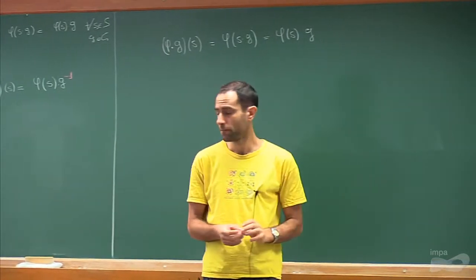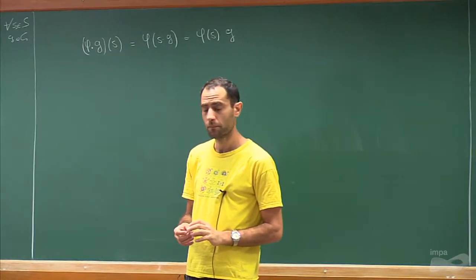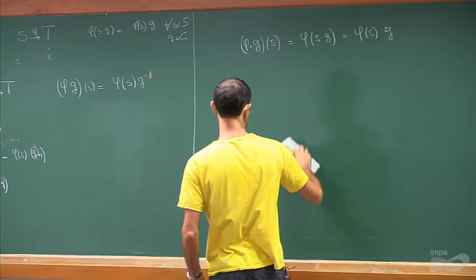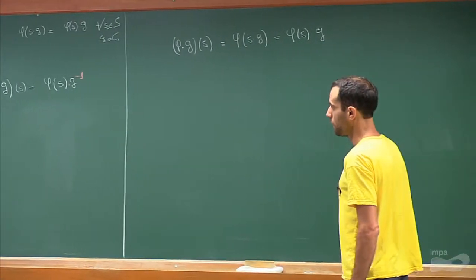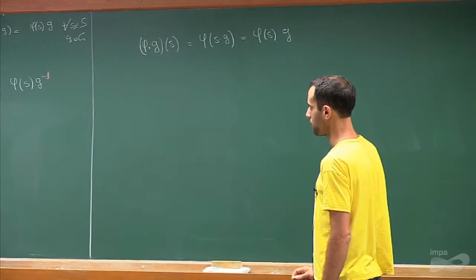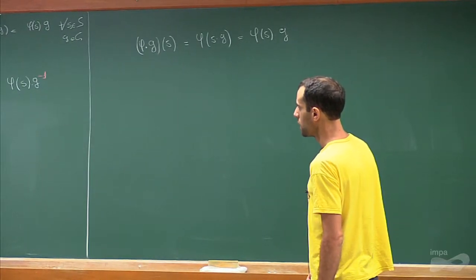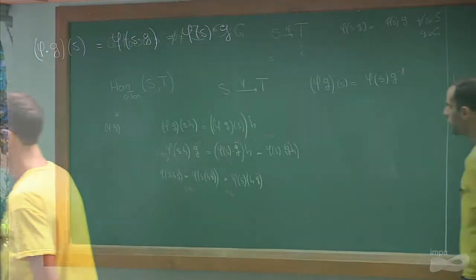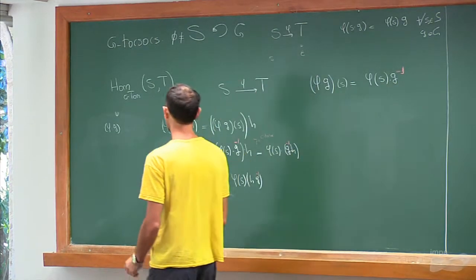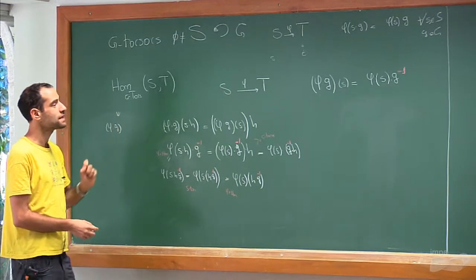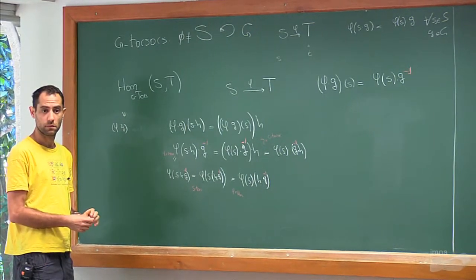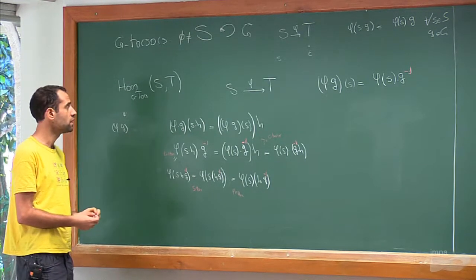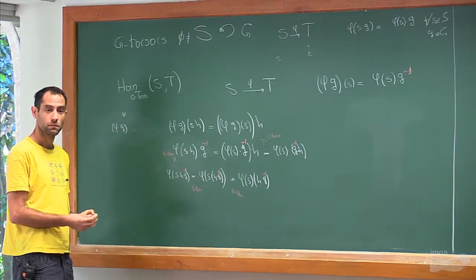Okay? All right, but let's keep this in mind for a second. What we do know, however, is that the set of morphisms from S to S is a group. The set of isomorphisms from S to S is a group, which is G. Okay?